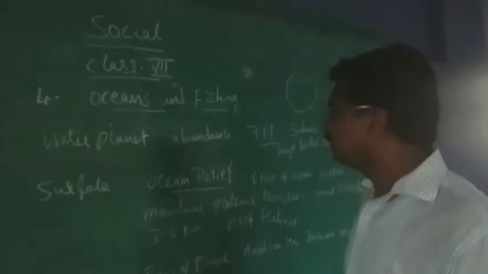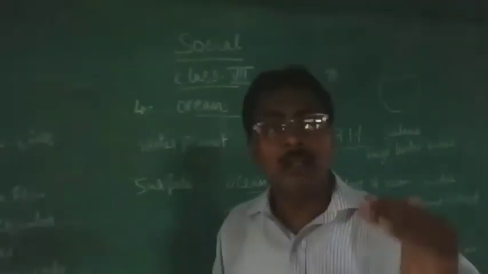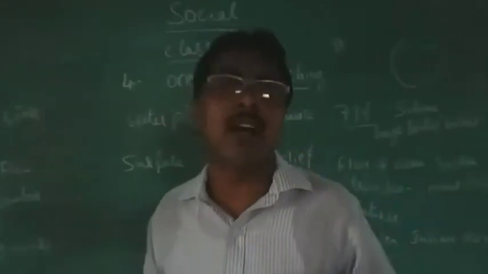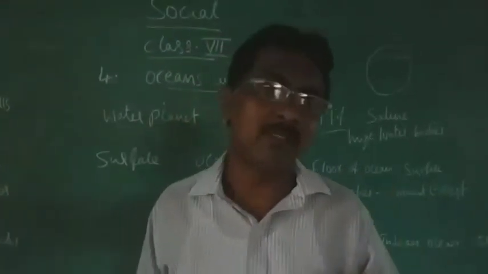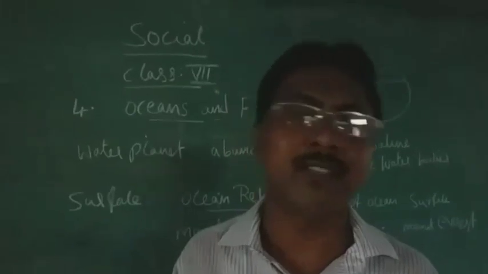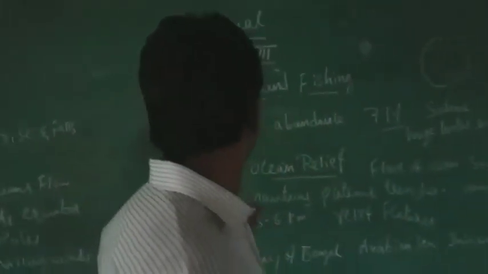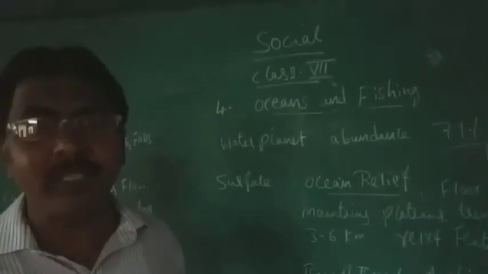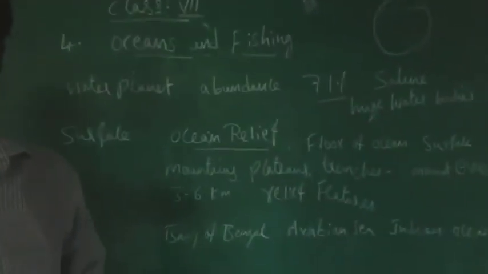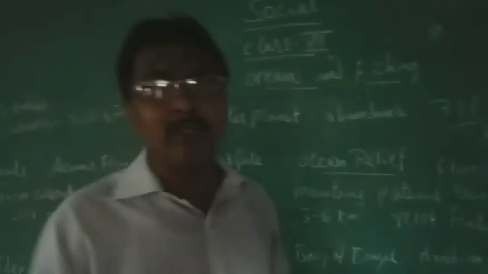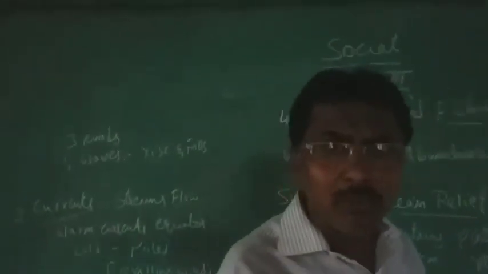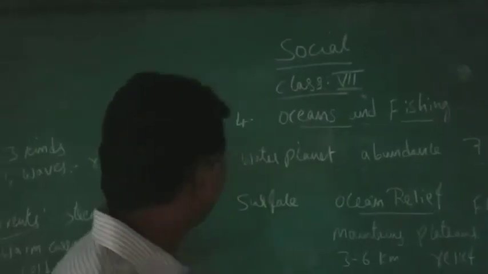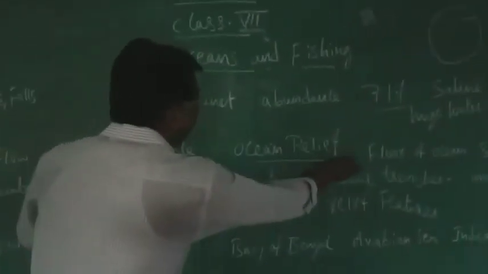And another thing you should know is that the ocean water will be salty. Salty means saline. The water will be very salty, and that is called saline. Now we are going to discuss the surface. Down below the ocean, the ocean floor surface will be there, that is called a bed.